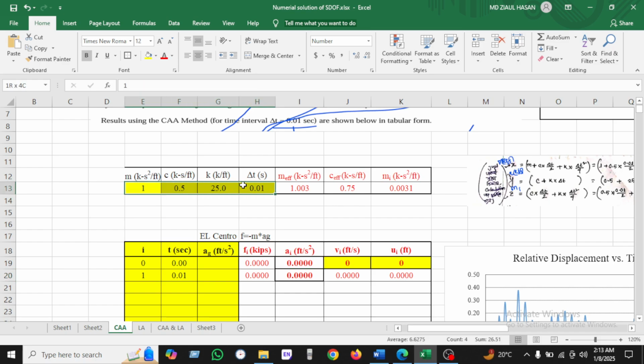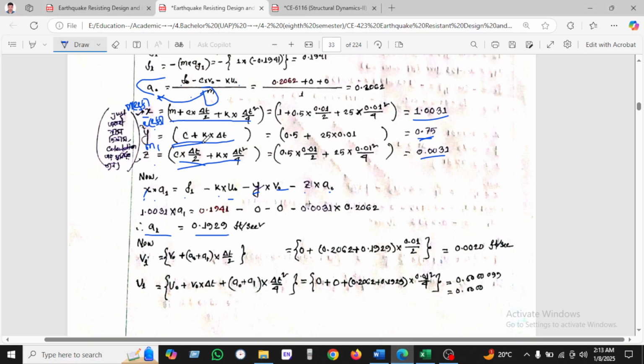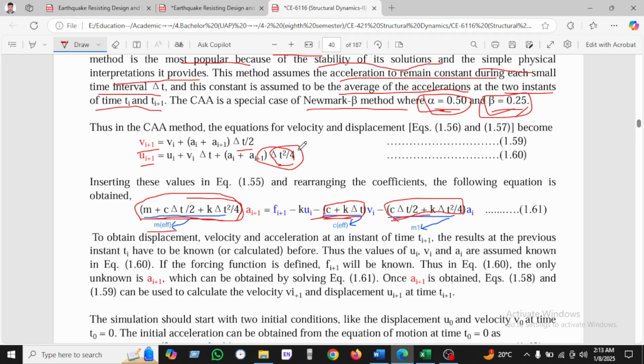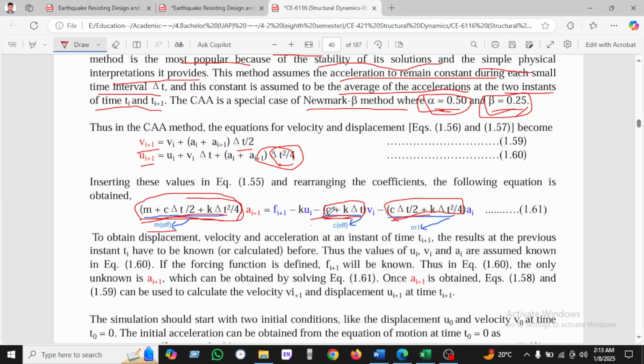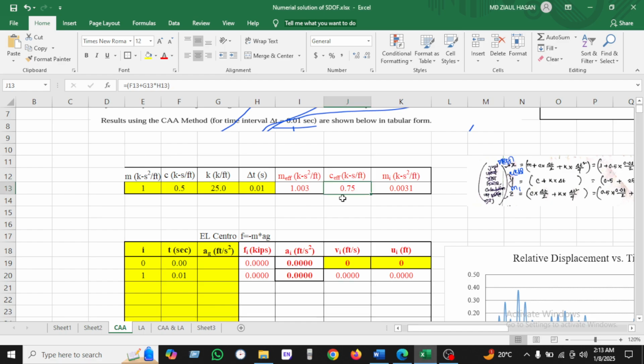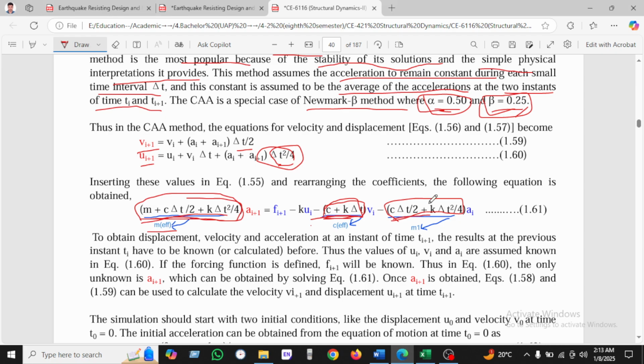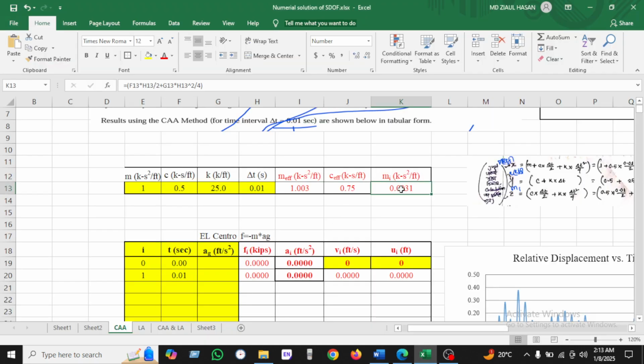At first, this value is given and we will find M effective. How do we get M effective? M effective is nothing but this portion of the formula. How do we get C effective? C effective is this portion, C plus K plus delta T. Then we take C effective and M1 effective, and how do we get M effective? It is this portion.